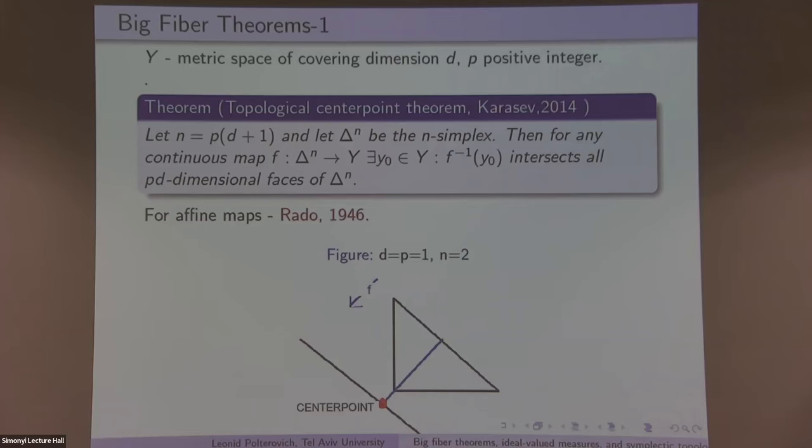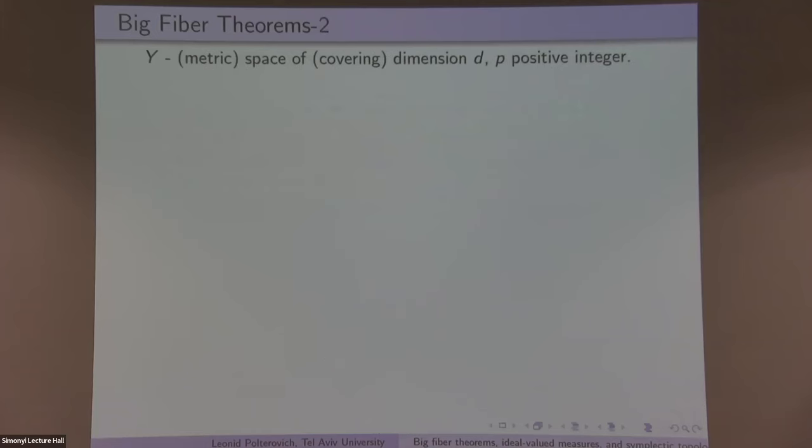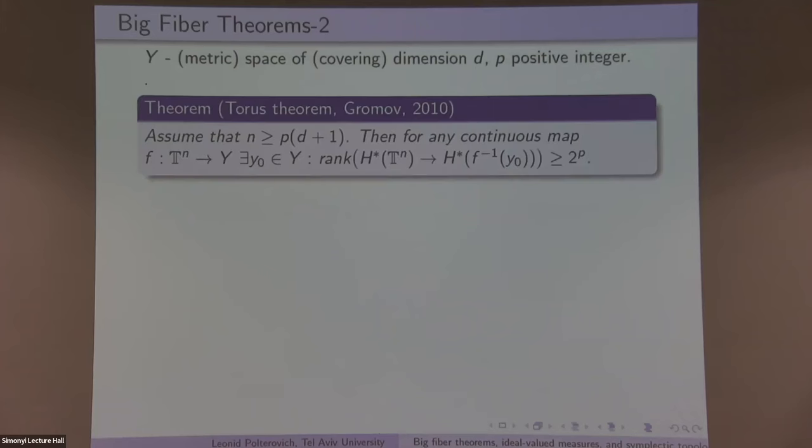Next result is due to Gromov. Again, Y is a d-dimensional manifold, p a positive integer. Assume that n is at least p times d plus 1. Then for every continuous map from the torus of dimension n to Y, there exists a point y0 whose preimage f inverse of y0 is large in the following way. If you look at the rank of the restriction map in cohomology, this rank is greater or equal than 2 to the power p.